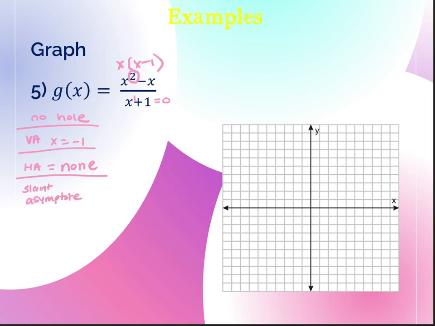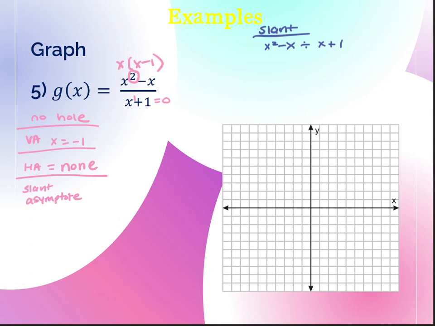Nope, if it's bigger in the top than the bottom, there's none. If it's smaller in the top than the bottom, it's 0. So the way you find a slant asymptote is to divide the numerator by the denominator. So I'm actually going to do x squared minus x divided by x plus 1. You actually divide the numerator by the denominator.